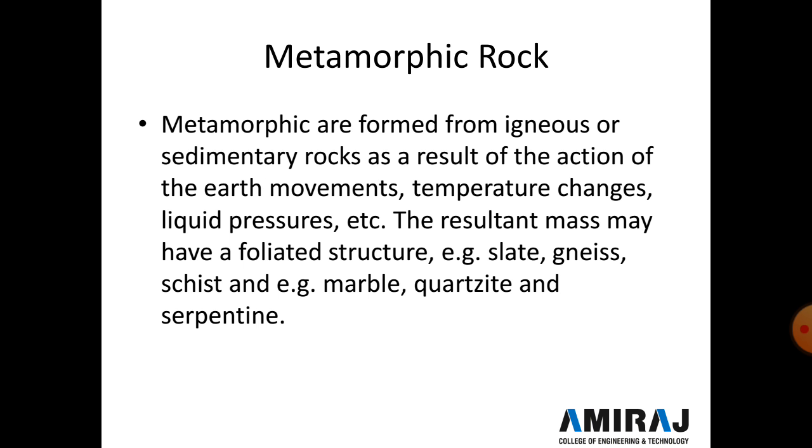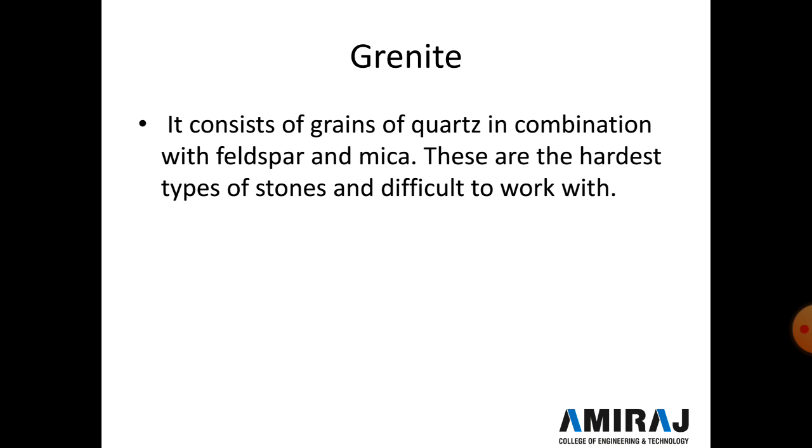Next type of the stone is metamorphic rock. Metamorphic rocks are formed from igneous or sedimentary rock as a result of the action of earth movement, temperature changes and liquid pressure etc. The resultant mass may have a foliated structure like slate sheets, marble, quartz and serpentine. So these are examples of metamorphic rock.